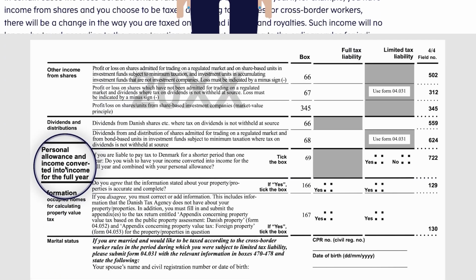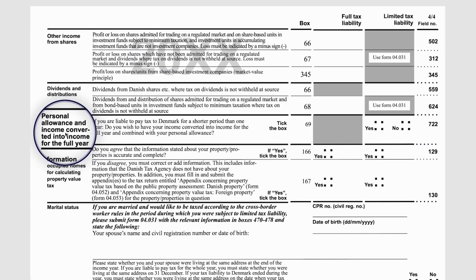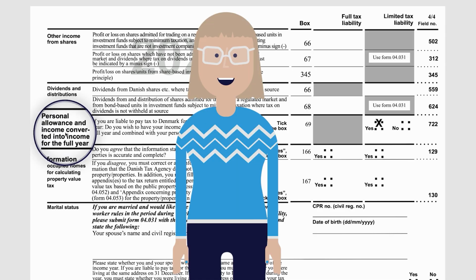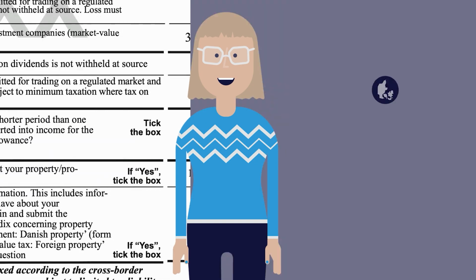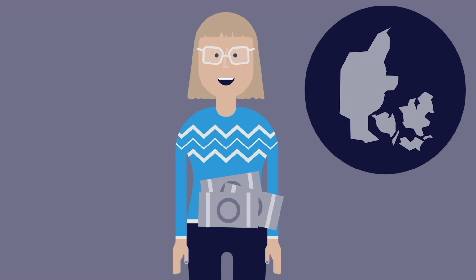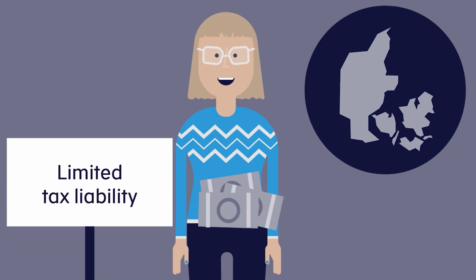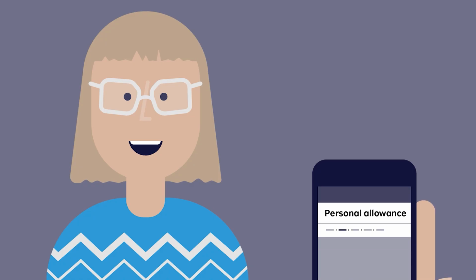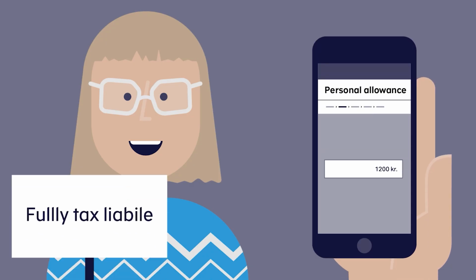Box 69 is for your personal allowance. You don't automatically get a personal allowance when you have limited tax liability in Denmark. You can therefore select it yourself in box 69. You can only have a personal allowance for the period you have income from Denmark and are subject to limited tax liability in Denmark. You automatically get a personal allowance during the period you are fully tax liable in Denmark.